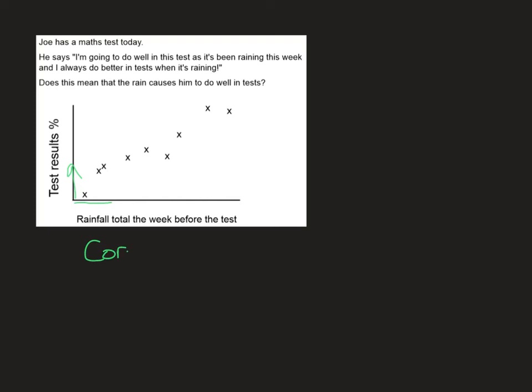Correlation does not imply causation. It's a very famous saying in mathematics. It basically means, look, we know that when it rains, it doesn't magically cause us to do better in our tests.